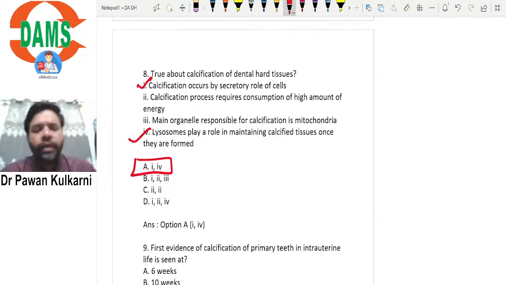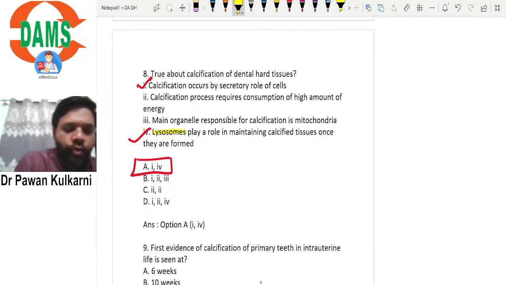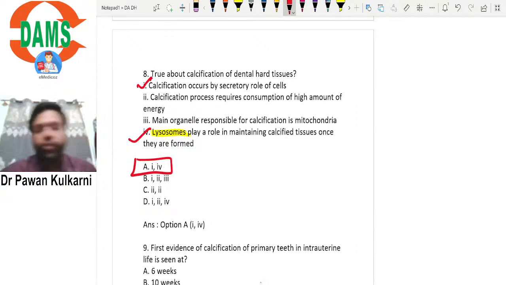So option C is ruled out. As mitochondria has no role, hence obviously energy is not required. Enamel or any dental hard tissue calcification does not require energy. That is why the second and third options can be ruled out. So only the first statement and fourth statement are correct. That is why we can go with option A. That is, calcification occurs by the secretory role of cells and lysosomes are the important organelle. Please remember the role of lysosomes. In dental hard tissue, the role of lysosomes is very important.